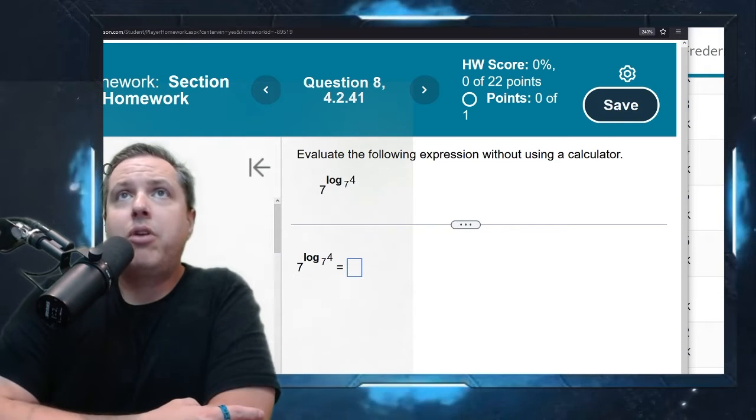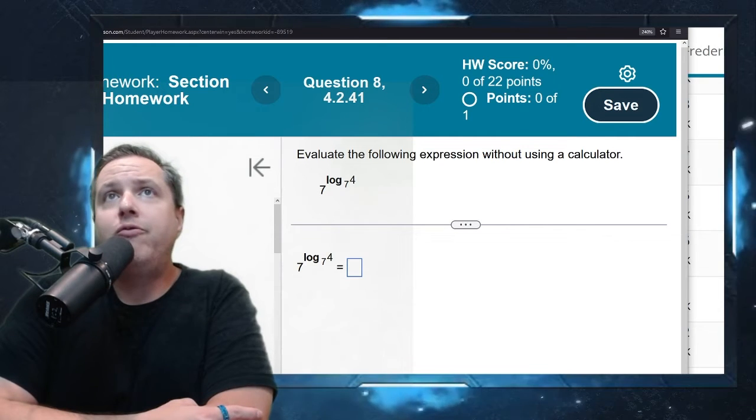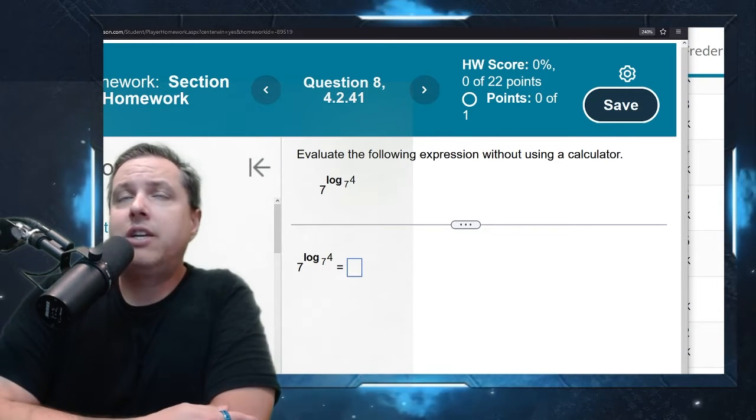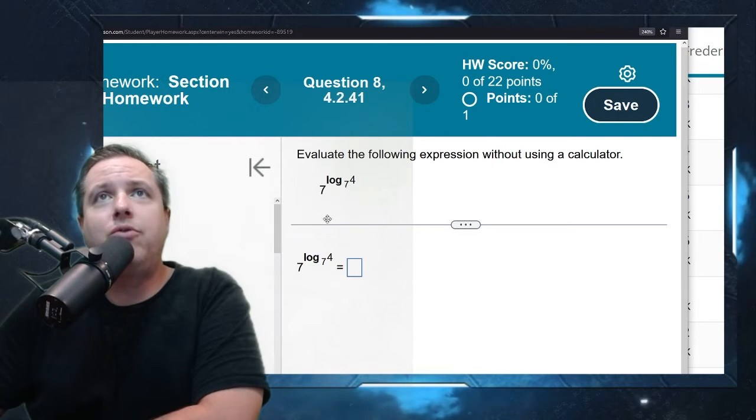Okay, so here we have a problem. If this is question 8 in section 4.2. Evaluate the following expression without using a calculator. So what we do here is we want to recognize this has a very special form right here.